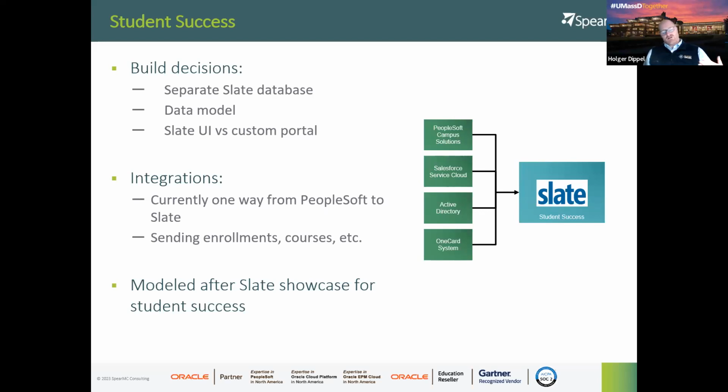So when we started building out Slate, we started meeting with our advisors, and we have a hybrid advising model. We have professional advisors in each college, but we also have faculty advisors.